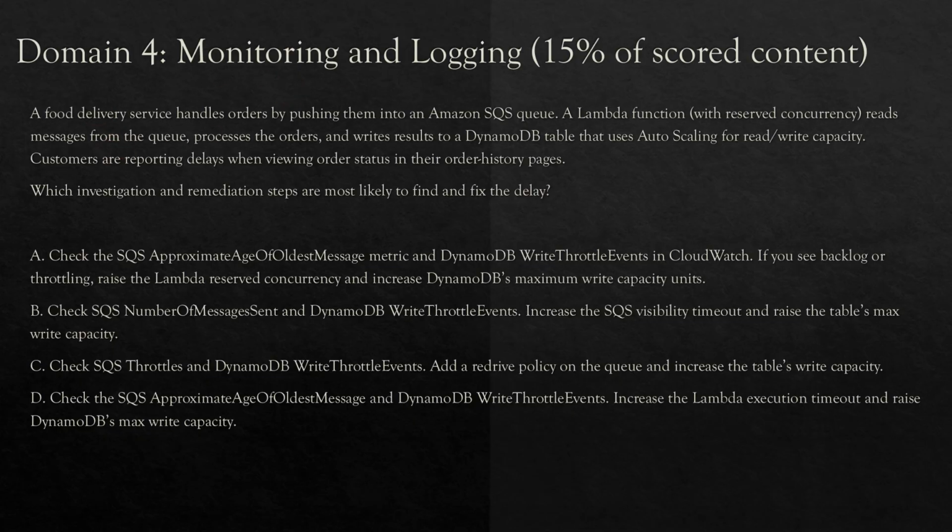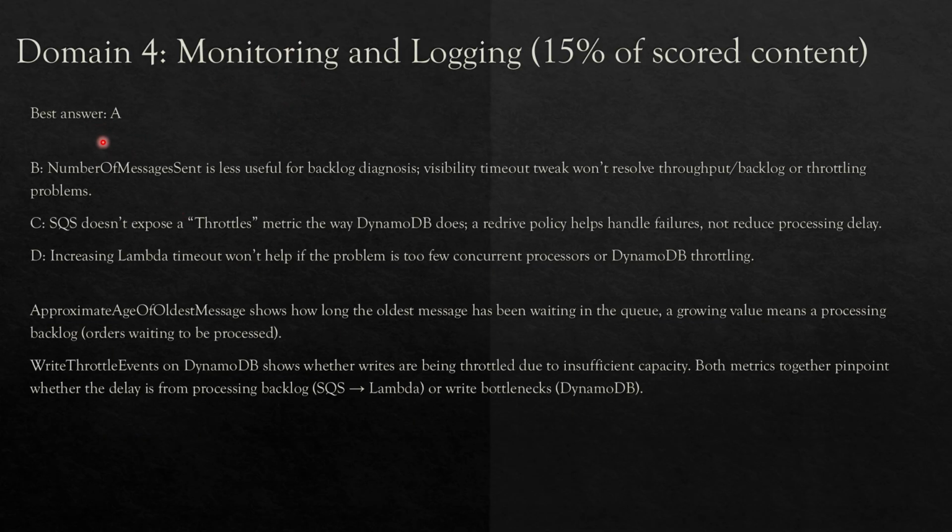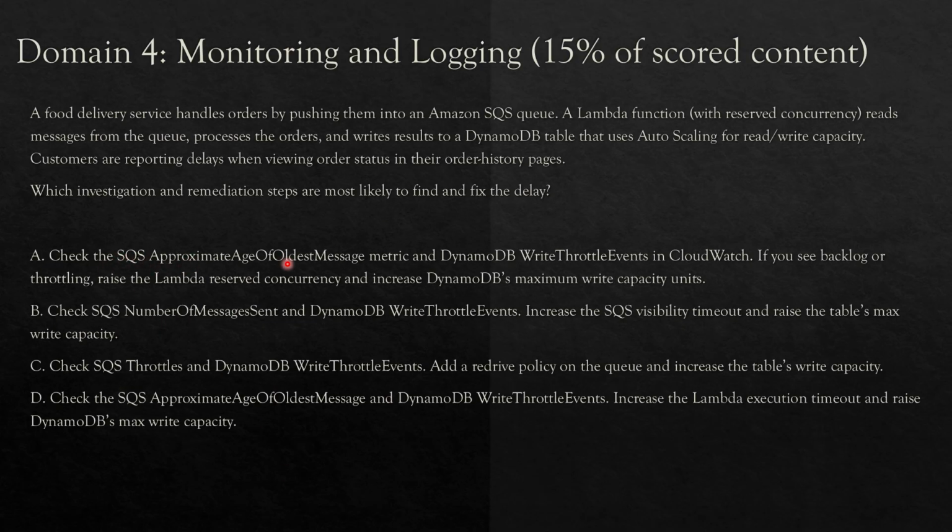I hope you have chosen your answer. The best answer here was A. So how do we determine this? First we check the metrics. In the metrics, if you go back, you have ApproximateAgeOfOldestMessage, you have write throttle events, you have number of messages sent, you have SQS throttle. These are your metrics. Now why did we choose ApproximateAgeOfOldestMessage?